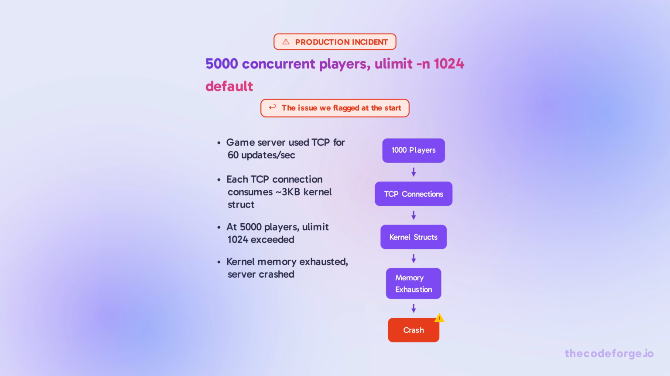This is the same issue we highlighted at the start. Here's exactly why that happened. A game server using TCP for 60 updates per second from 1,000 players collapsed under connection state overhead. Each TCP connection consumes about 3 KB of kernel memory for the socket structure. At 5,000 concurrent players, the server must maintain 5,000 open file descriptors, but the ulimit was set to 1024. The kernel ran out of memory, and the server crashed.